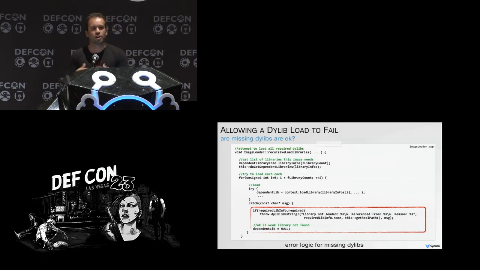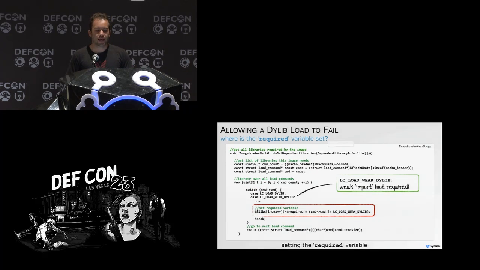So let's start by looking for the first case, which is, is there a scenario in which it's okay if a dylib is not found? So in the recursive load libraries function, we can see an exception is thrown if a dylib is not found. This is what you expect. If an application has a dependency and that dependency is unable to be fulfilled, the loader's kind of going to throw up its hands and crash. However, we can see in the catch statement that the exception is ignored if some variable that's named required is not set. And then there's an Apple comment that says weak libraries are okay. So we have to go to the doGetDependentLibraries method to see what sets this required variable.